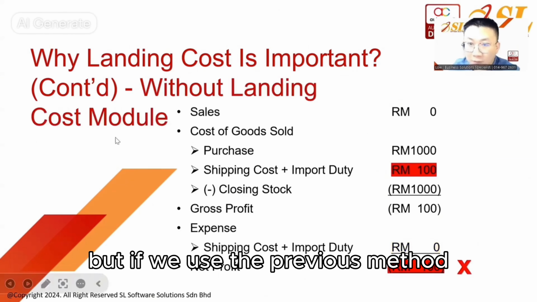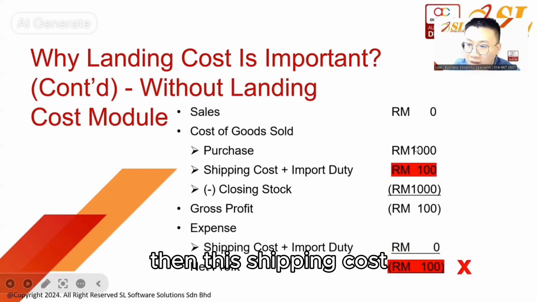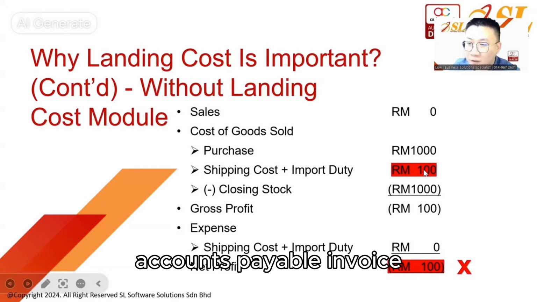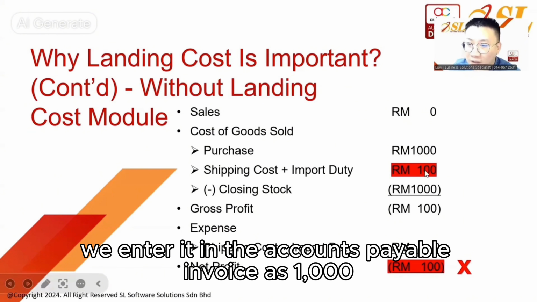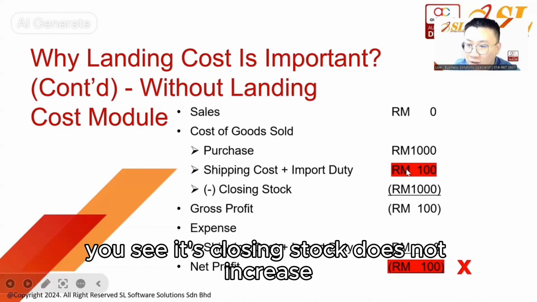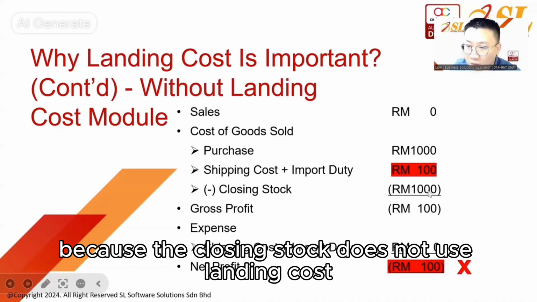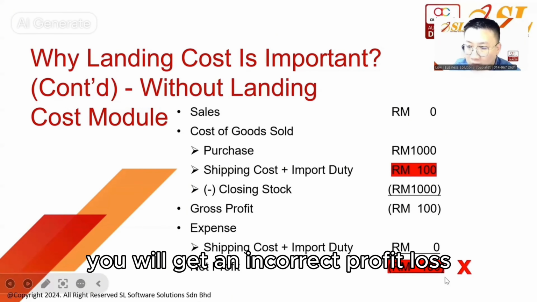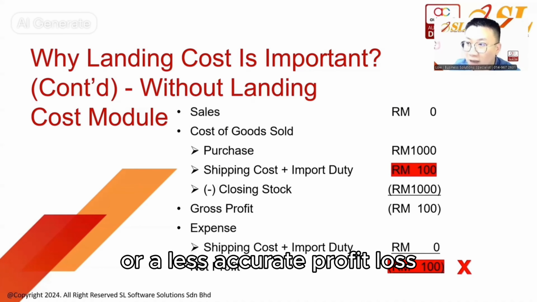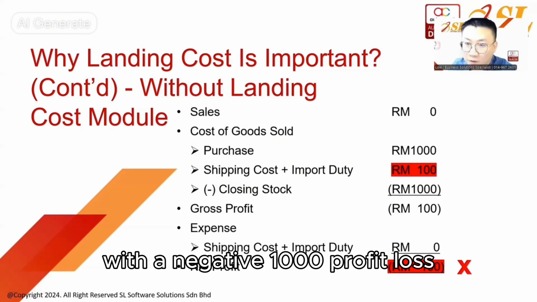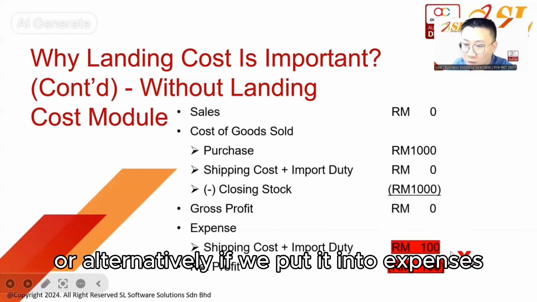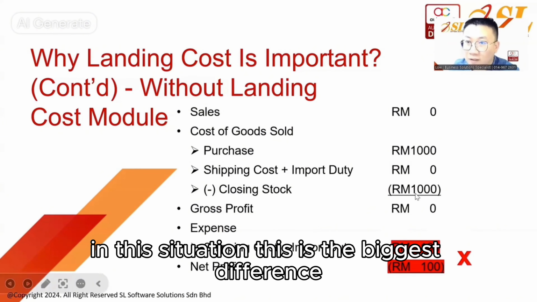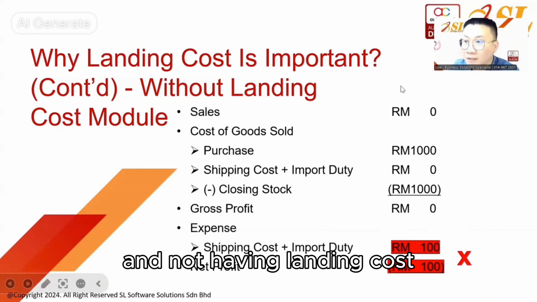But if we use the previous method, which is this purchase of $1,000, then for this shipping cost, we might enter the shipping cost in the accounts payable invoice. We enter it in the accounts payable invoice under cost here. At that time, you see its closing stock does not increase because the closing stock does not use landing cost. It is still $1,000. In this situation, you will get an incorrect profit loss, or a less accurate profit loss, with a negative 100 profit loss. Alternatively, if we put it into expenses, you will also get a negative profit loss. This is the biggest difference between having landing cost and not having landing cost.